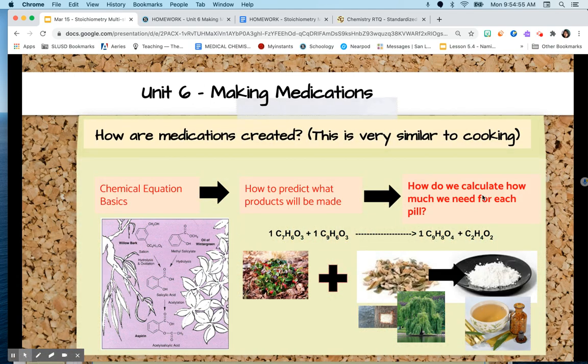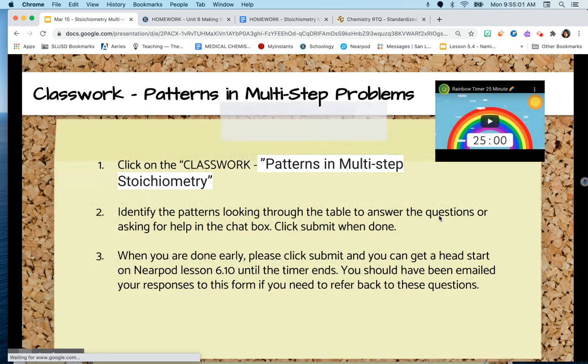So far in Unit 6, we've been talking about how to make medications. And in general, in lesson 6.10, we're not really going over anything new. We're kind of just putting together all the equations that we've learned so far.